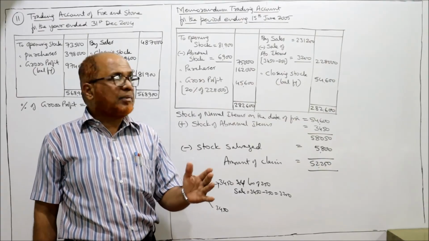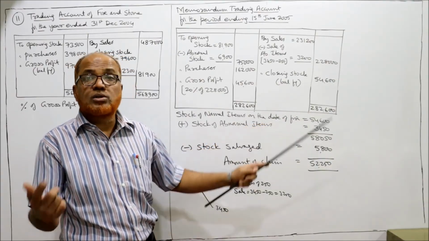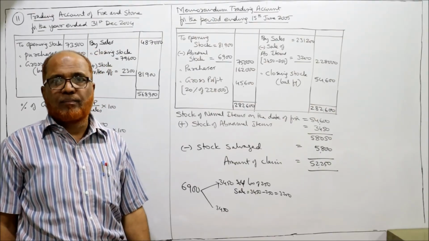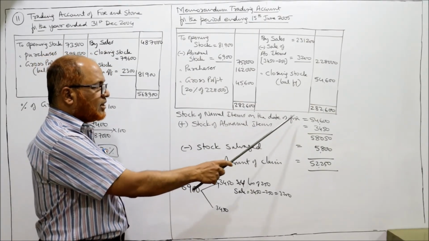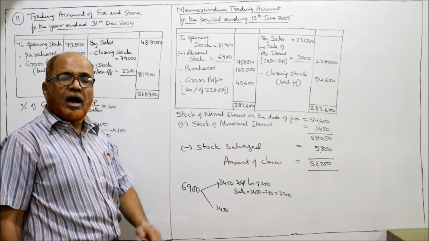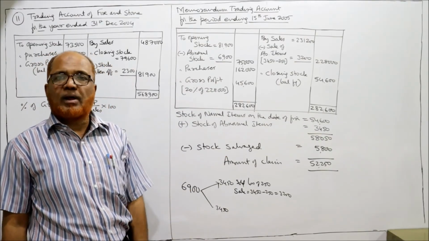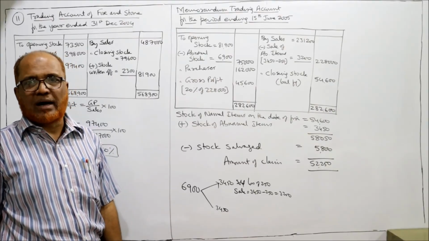तो फायर होने के टाइम पे 54,600 का स्टॉक है. कौन सा स्टॉक है ये? नॉर्मल स्टॉक. It is the normal stock. सो स्टॉक ऑफ नॉर्मल आइटम्स ऑन द डेट ऑफ फायर इज 54,600. अब इसमें स्टॉक ऑफ एबनॉर्मल आइटम्स, पुअर सेलिंग लाइन आइटम्स को ऐड करेंगे.